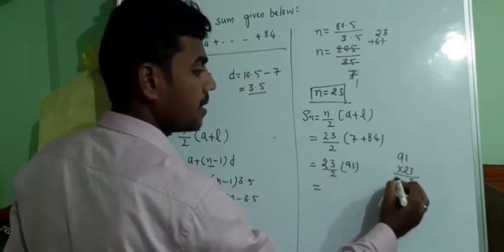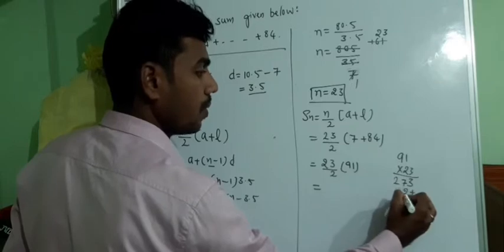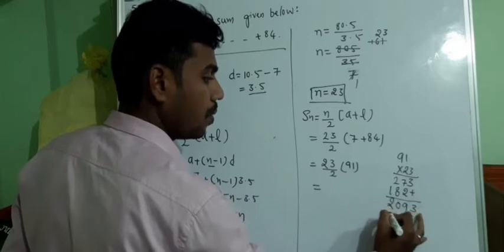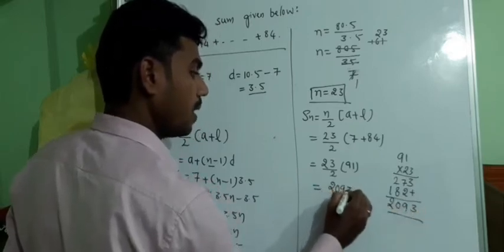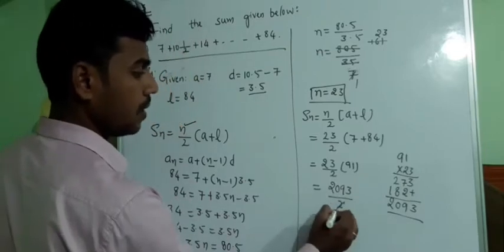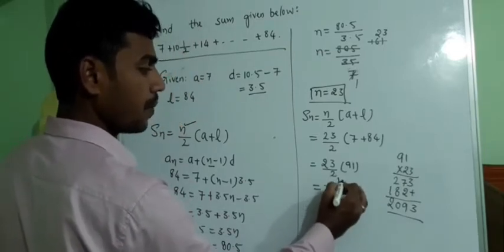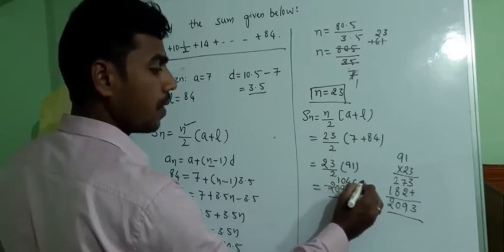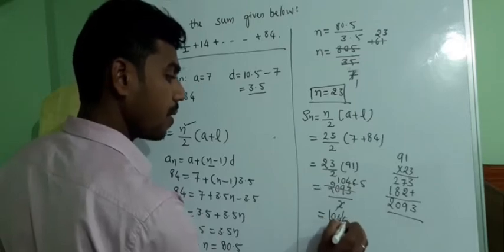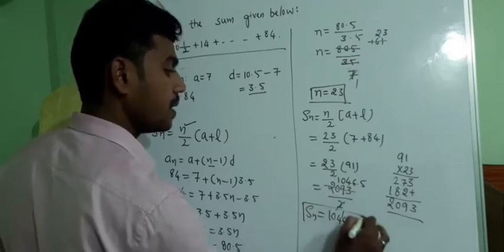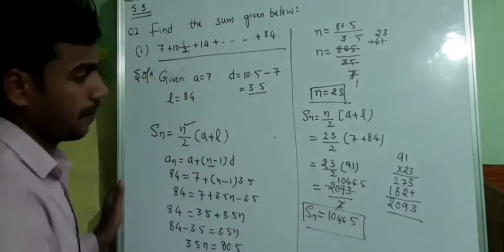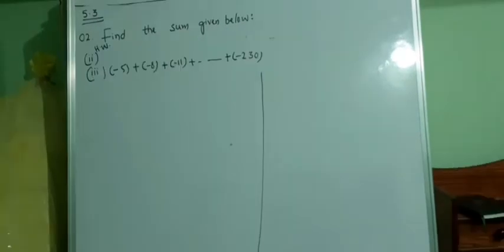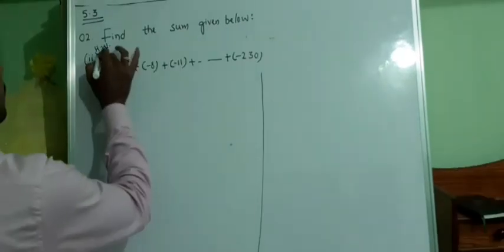3 1s are 3, 3 9s are 27. 2 1s are 2, 2 9s are 18. Total 2093. 2093 divided by 2: 2 1s are 2, 0, 2 4s are 8, 2 6s are 12, 2 4s. So that is 1046.5. Sn is equal to this, that is the sum. So please note this term. The second will be your homework, so you do it by yourself.